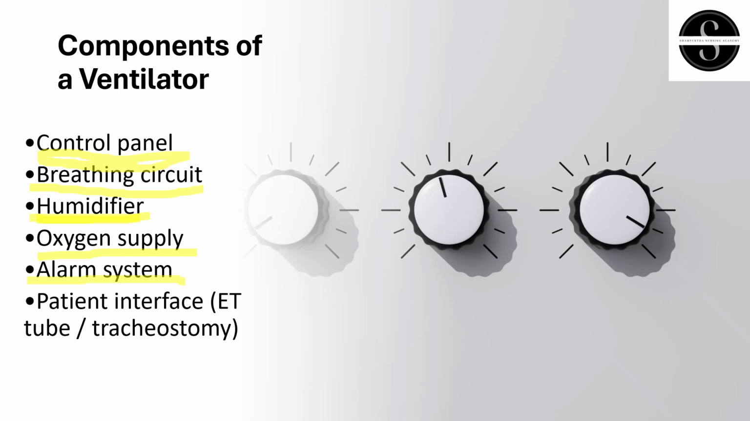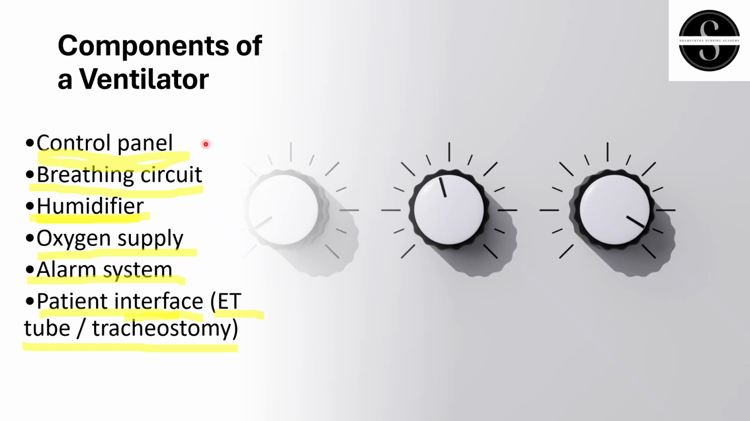What is the last one? Patient interface. The name itself suggests interface. So your ET tube and the tracheostomy tube is the patient interface, through which the machine connects to the patient side, right? So that is the patient interface. Clear? Clear with the components?